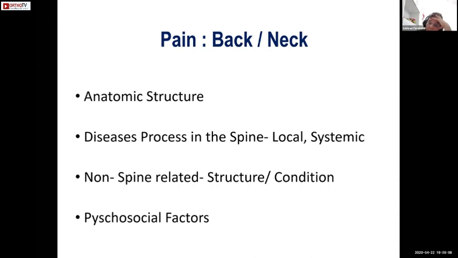And again, psychosocial factors are important. Is it a non-organic sort of pain? Is it a somatization of pain? So we have to keep all these things in mind.